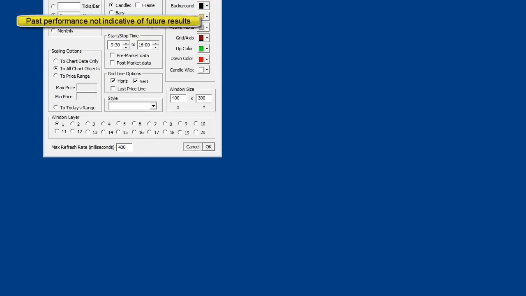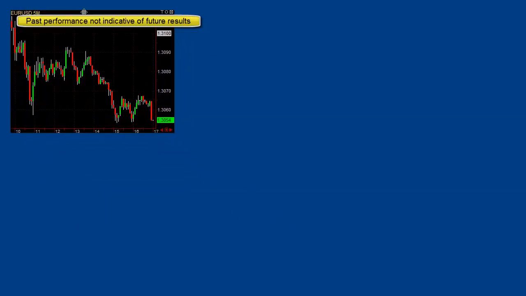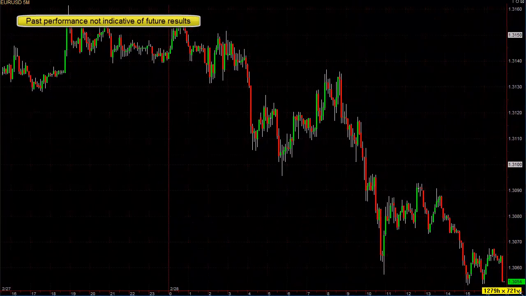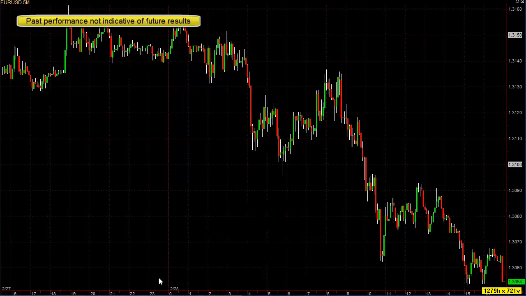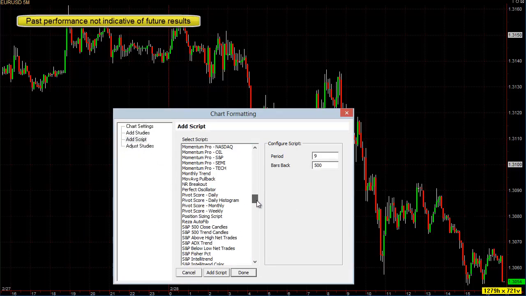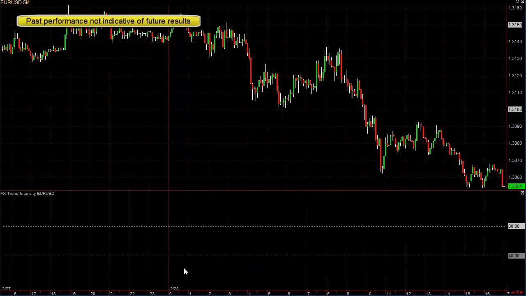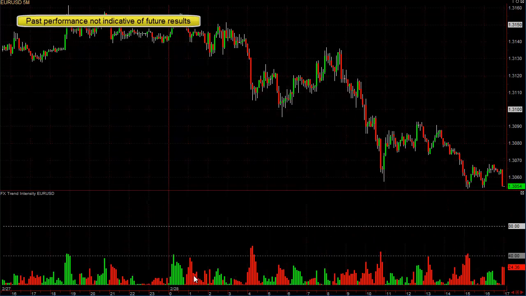So this perfect oscillator is so powerful that one of the reasons I didn't do a blog video yesterday is I was too busy creating this for the FX Trend Pro. I'm sorry, the FX Trend Intensity. You can see some new indicators in here, and this is what it looked like previously.